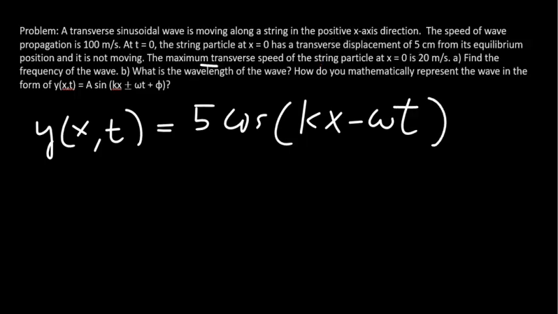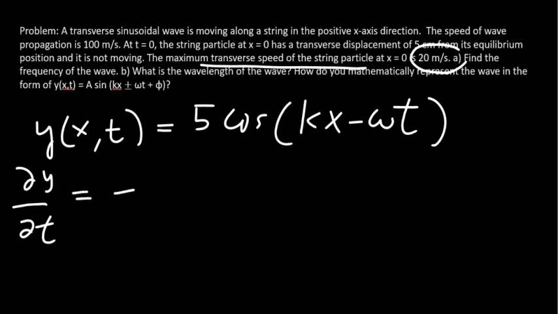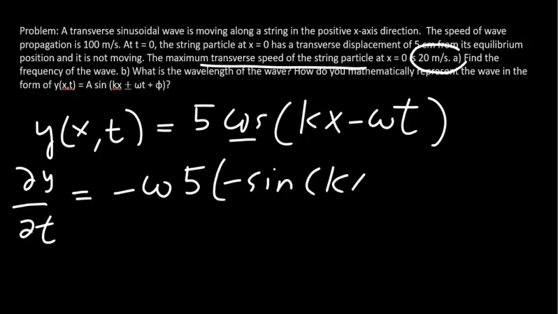Next, we know the maximum transverse speed of the string particle. Now this is not the speed of the wave, but the speed of the string particle, the maximum of it, is 20 meters per second. Now how do we get that? It is just the partial derivative of y with respect to time, and that's going to give us minus omega times 5. When you differentiate cosine, you get minus sine of kx minus omega t.